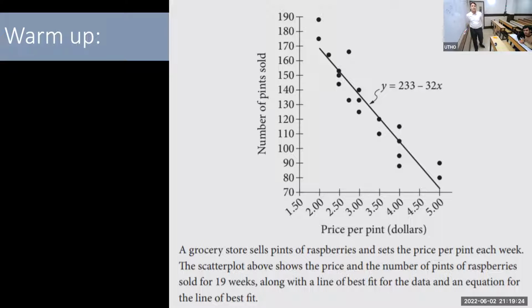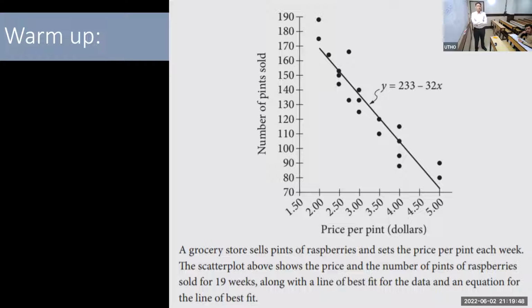So guys, if you look at this, there's no heading to the graph, but there is an x-axis which tells me price per pint in dollars. So the x-axis has prices in dollars. The y-axis is number of pints sold, 70, 80, 90 and so on. So that's number of pints, the unit is quantity.